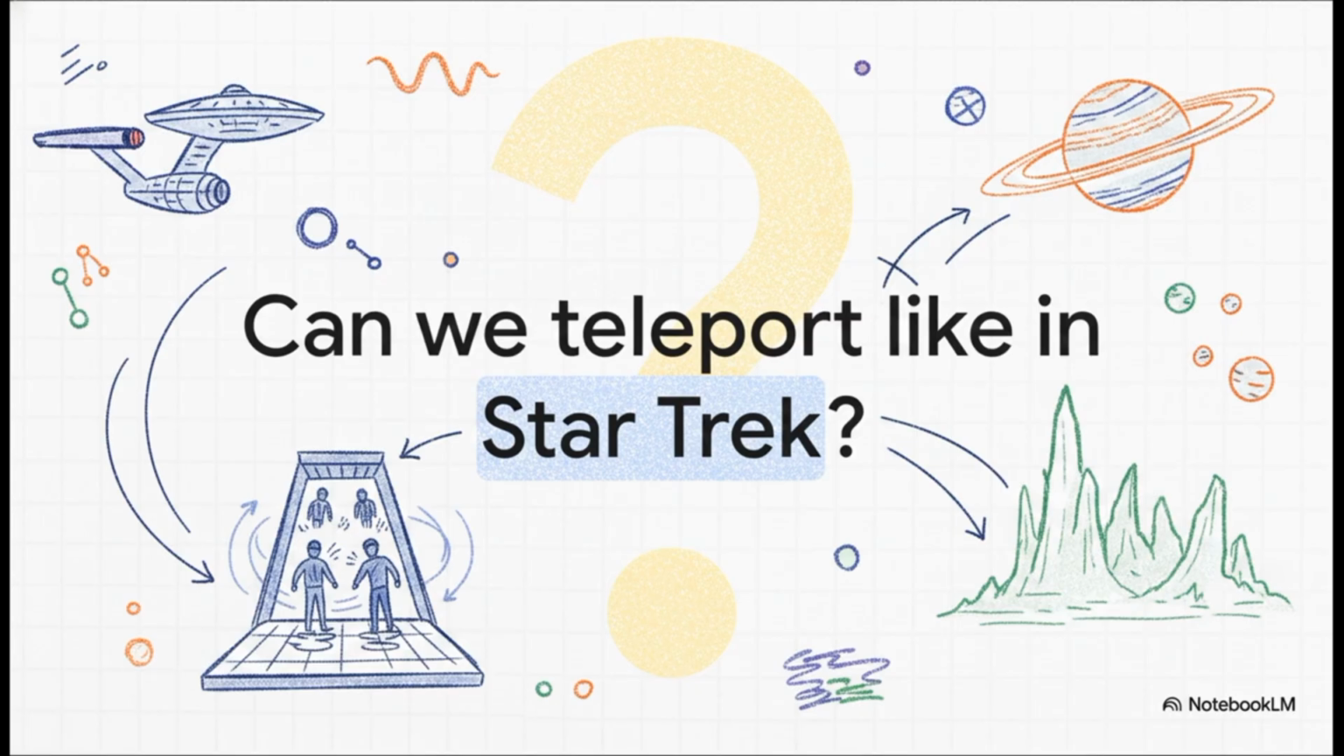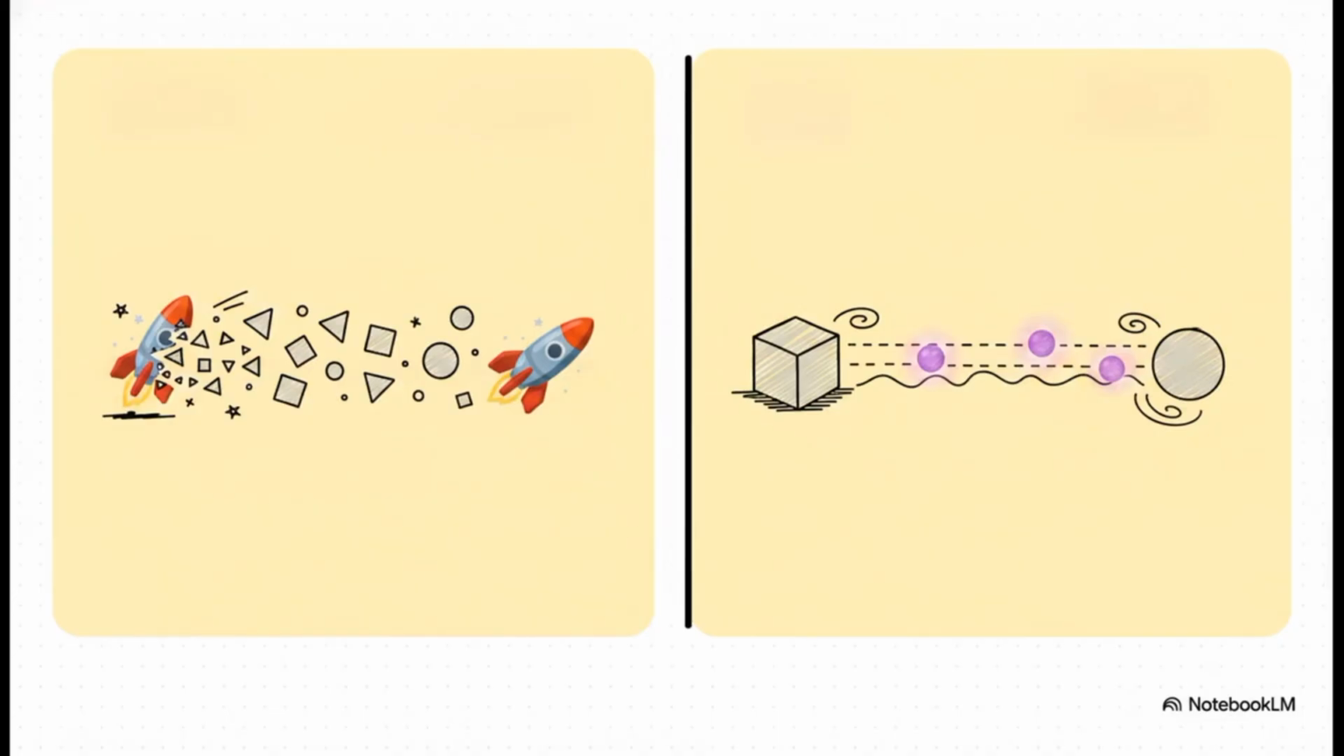You know, step onto a pad, completely dematerialize, and suddenly reappear on the surface of some distant alien planet? Well, as much as I would absolutely love to say yes, the reality of physics has a slightly different answer for us. Here's the stark difference. In science fiction, teleportation is all about transferring physical matter, actual atoms and objects, from one location to the next. But quantum teleportation? It's transferring only quantum information. There's no physical transfer of matter or energy happening at all.